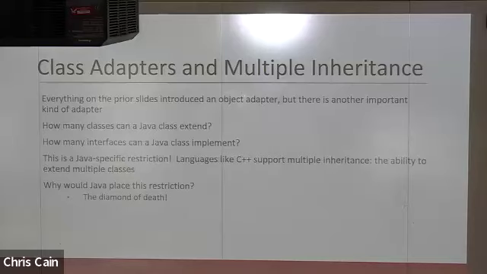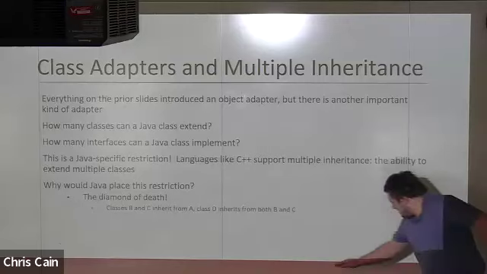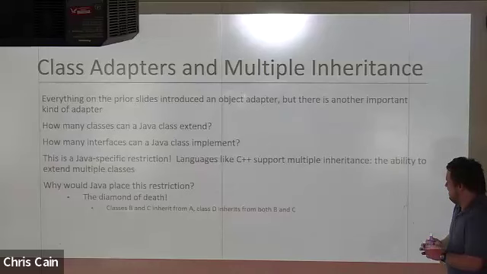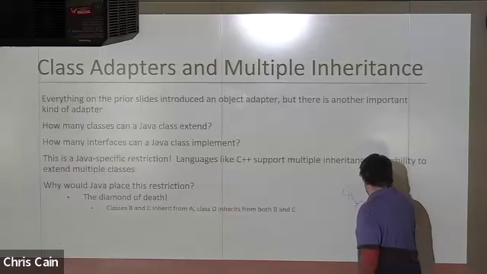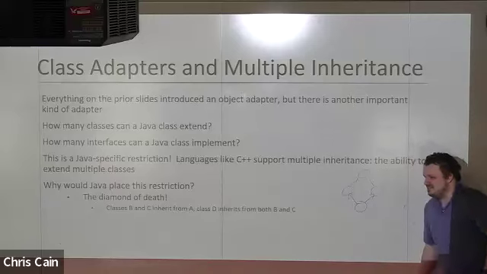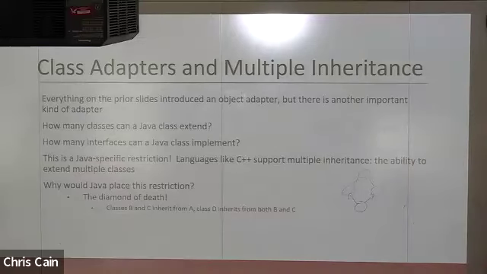So the idea is that we're going to have 4 classes, A, B, C, and D. B and C both inherit from A, and D inherits from both B and C. So we end up with a really strange looking inheritance system where we have a class that inherits from 2 other classes, and both of these inherit from a single parent class like this.